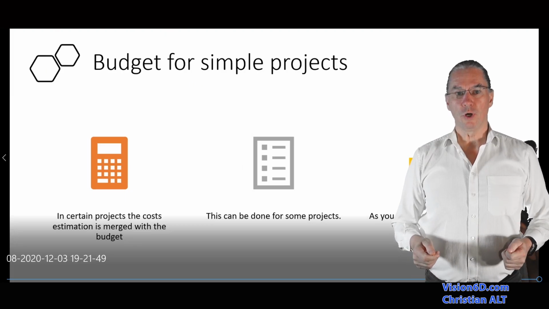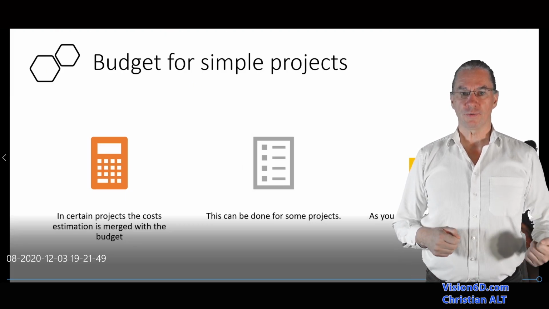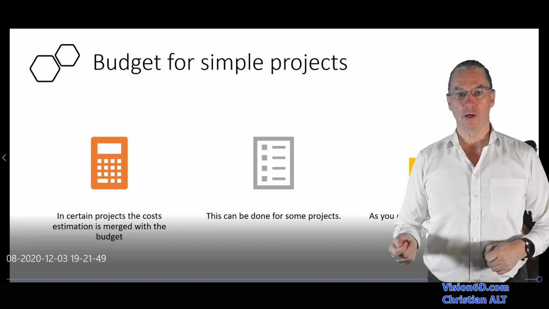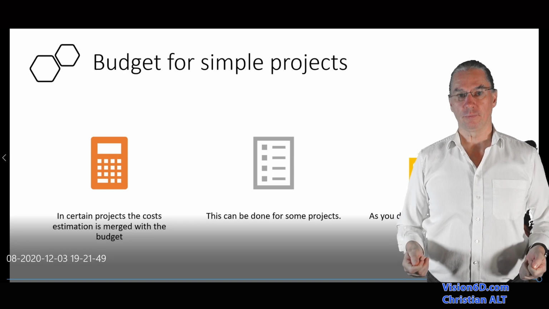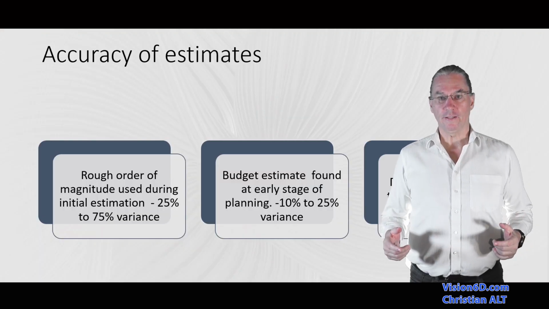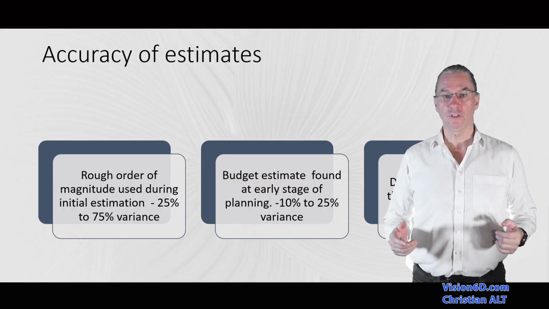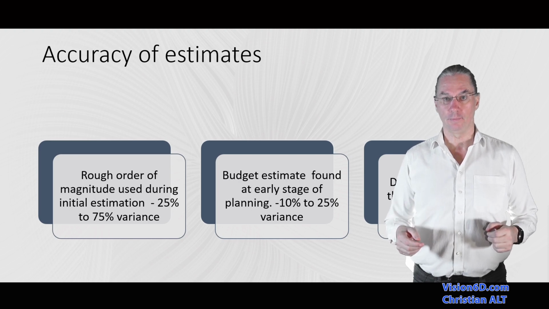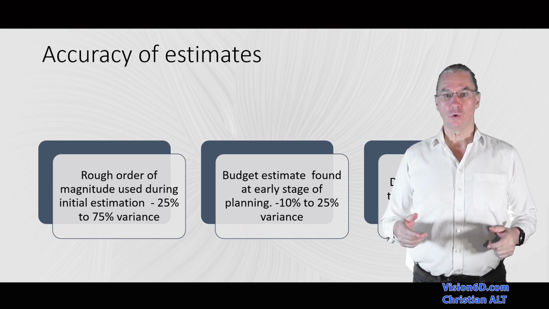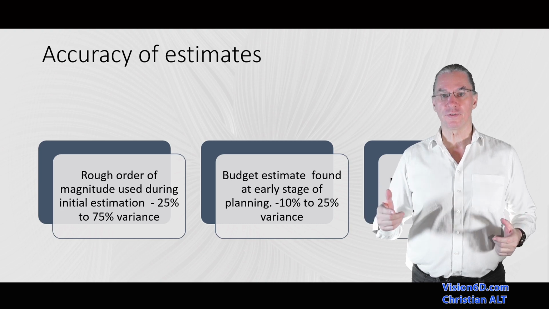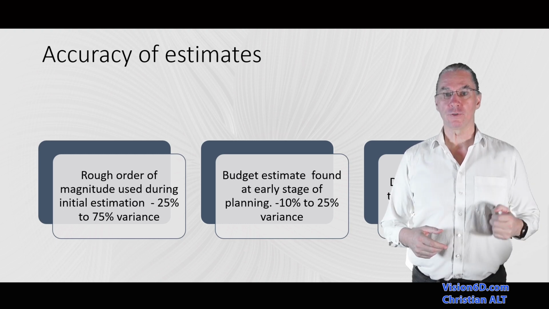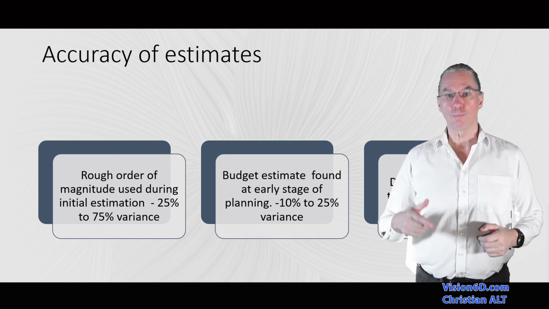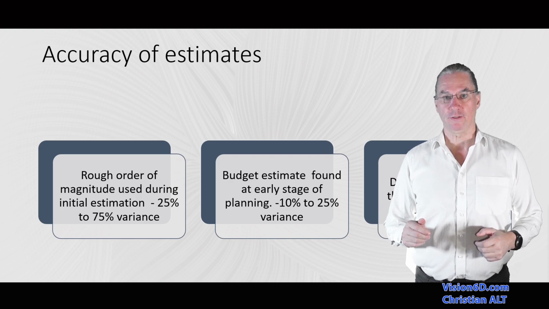For some simple project, it's difficult to make a difference between the costs and the budget, because those things are done at the same time. When we are at the beginning of a project and that we need to estimate for the budget, there is also an extremely big variance of the quality of the estimations. This can go and fluctuate from minus 25% to plus 75%.